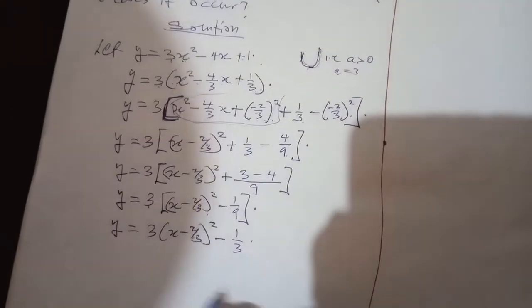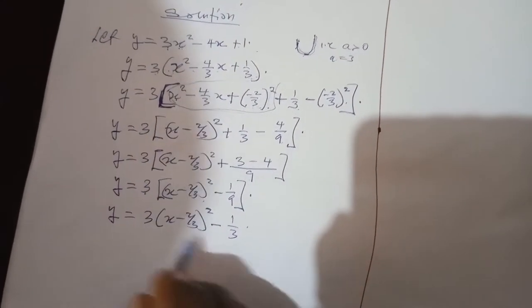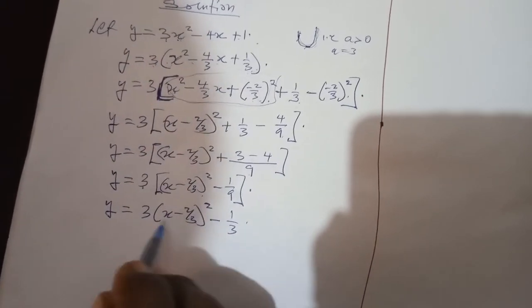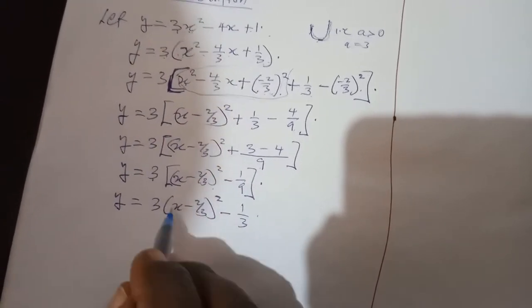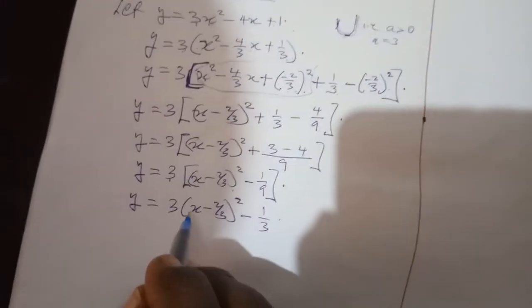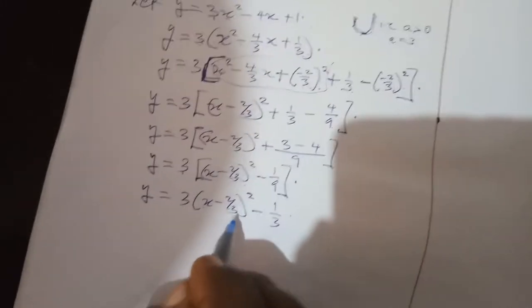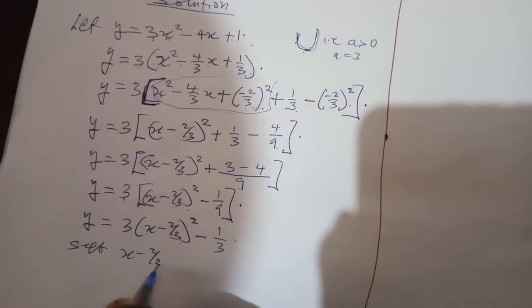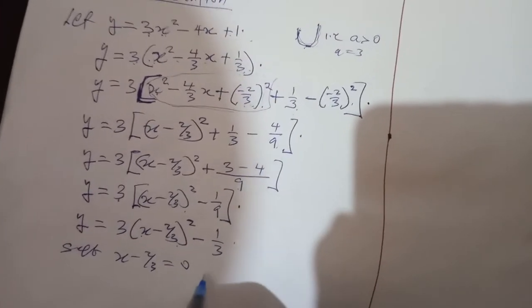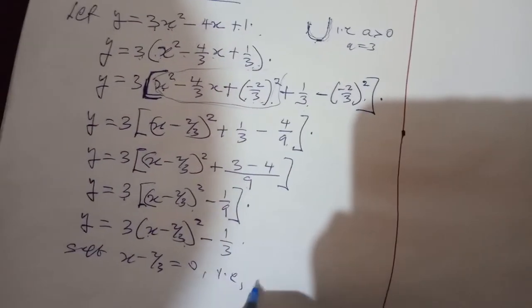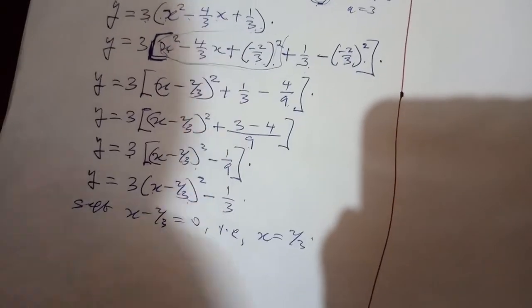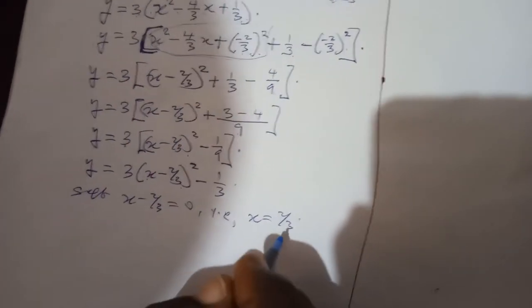The next step here is to find the minimum value. The minimum value occurs when this whole thing becomes 0. And this whole thing becomes 0 when x is equal to 2 over 3, right? When you set this whole thing equal to 0. So set x minus 2 over 3 equal to 0, i.e. x is going to be equal to 2 over 3. So that's it. Now, you see x is equal to 2 over 3.